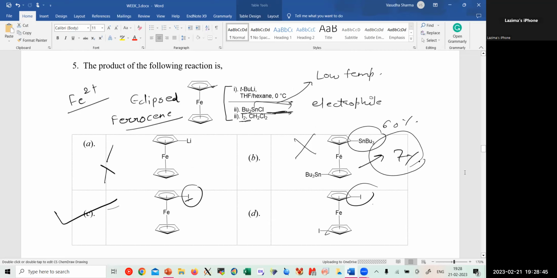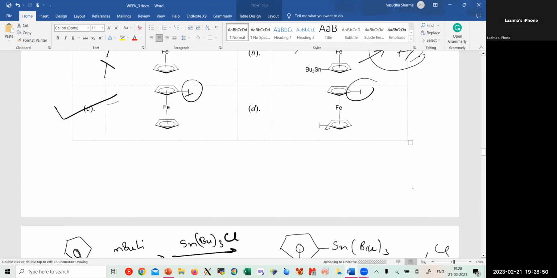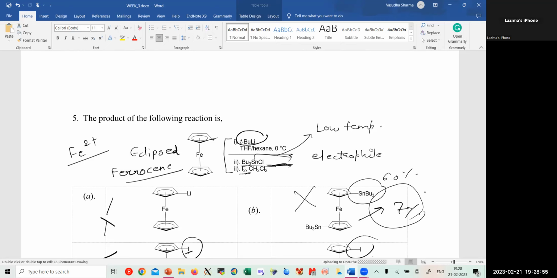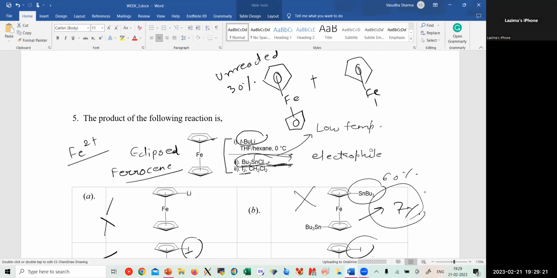Why does di-substitution of iodine not occur? Actually, as I told, this will go step by step. Firstly, with the help of this lithiation and your tin butyl chloride, it will give you these three products. If you go back and read the lectures of the professor, you will get to know. Firstly, this will give you an unreacted product. Some of the ferrocene would be unreacted. So this unreacted is having a percentage of 30. So out of the 100%, 30% is unreacted. Now the next one, which is the major product formation, will be having a mono substitution of this tin butyl. This is 60%. And the third product that we get is your di-substitution.